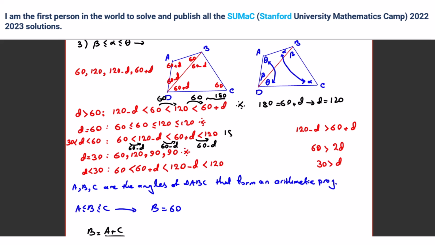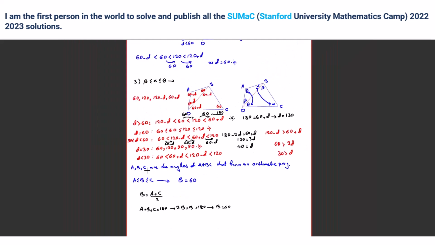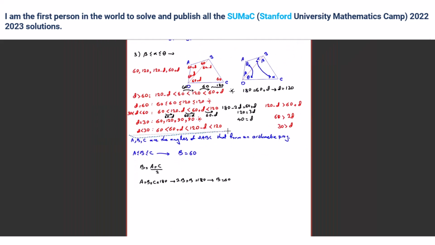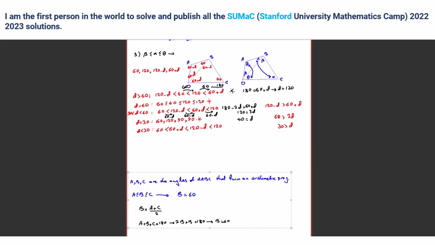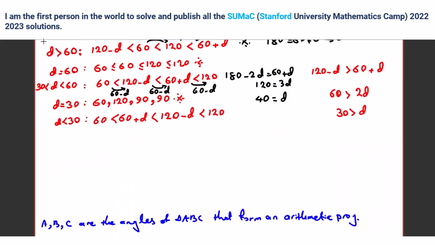So 180 minus 2d is equal to 60 plus d, right? So 3d is 240. D is 80? It's 40. D is 40, right? It seems to be correct. Let's check it. In this case, d is 40, so 60 is less than 80, less than 100, less than 120, right? And it's good.